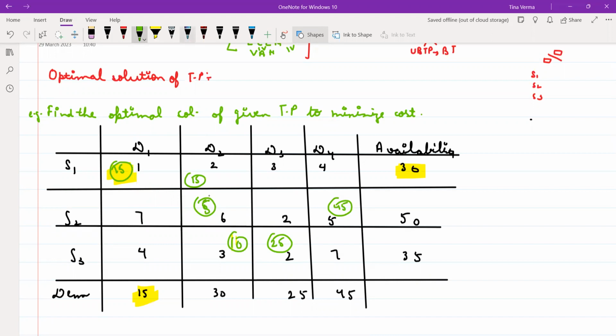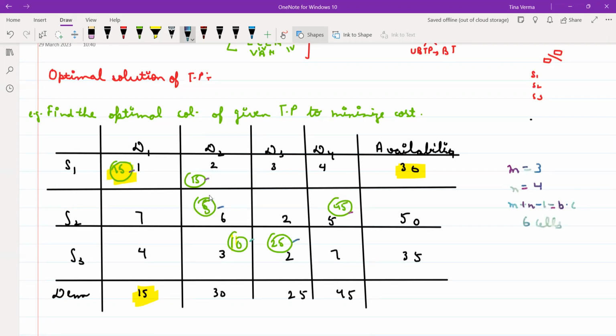You can notice over here that M, the number of sources, is 3, and N, the number of destinations, is 4. So you must have M plus N minus 1 basic cells. That means you must have 6 cells with an assignment: 1, 2, 3, 4, 5 and 6. Only when you have M plus N minus 1 cells can you start your optimality conditions. Is it clear? Yes or no?